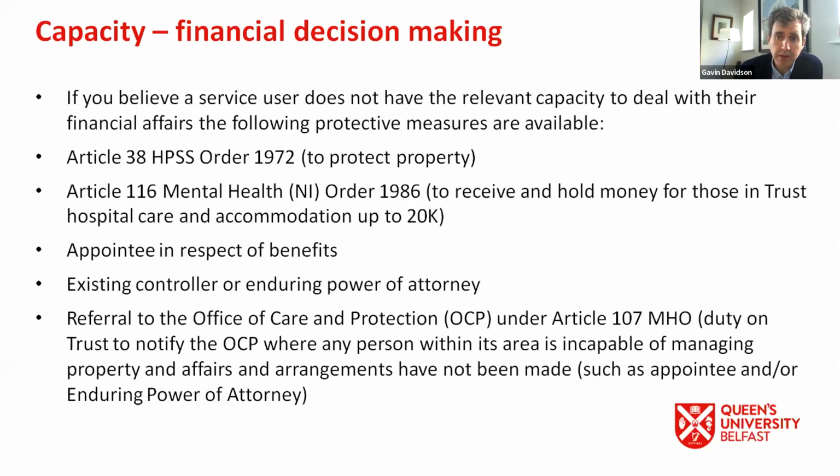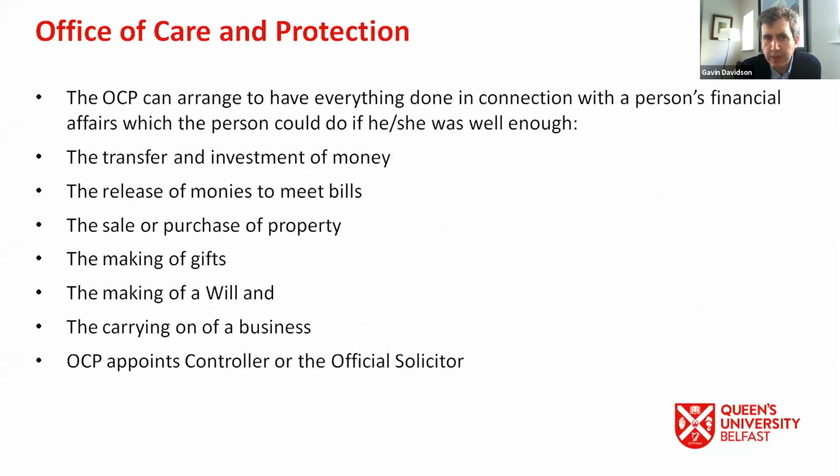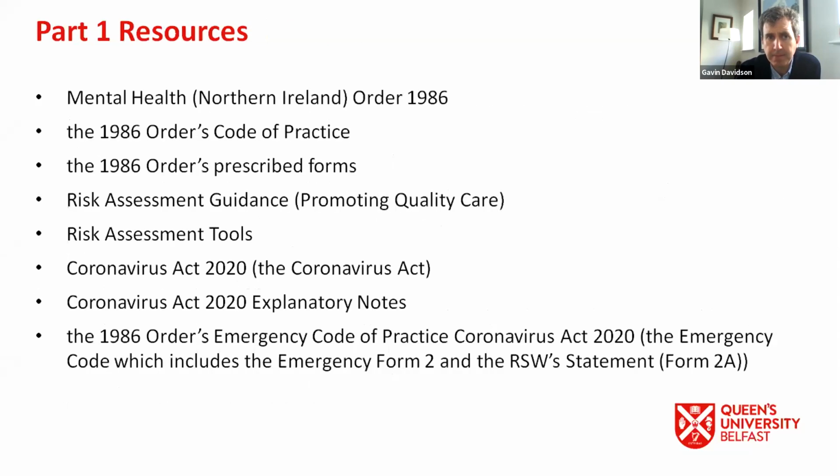Under Article 107 of the 86 Order, the Trust has to notify the Office of Care and Protection where any person within its area is incapable of managing property and affairs, and other arrangements, like enduring power of attorney, have not been made. So, in terms of the role of the Office of Care and Protection, really it's to manage a person's financial affairs, and they can do everything really that would be necessary to do that.